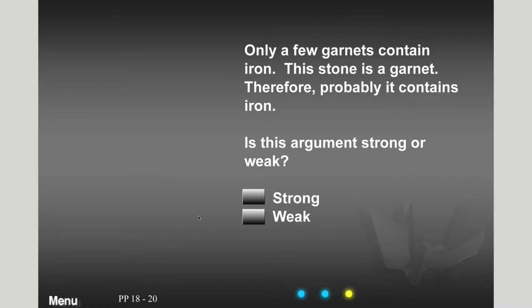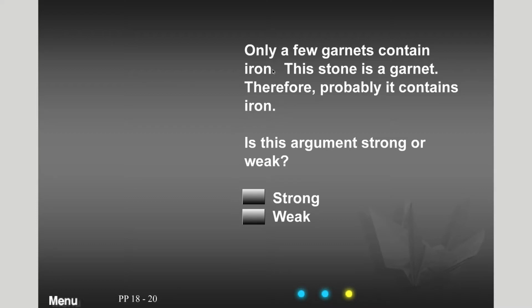Only a few garnets contain iron. This stone is a garnet, therefore probably contains iron. Is this argument strong or weak? Well, in fact, if only a few contain iron, then it's probably not the case that this stone that we have in our hand has iron, right?